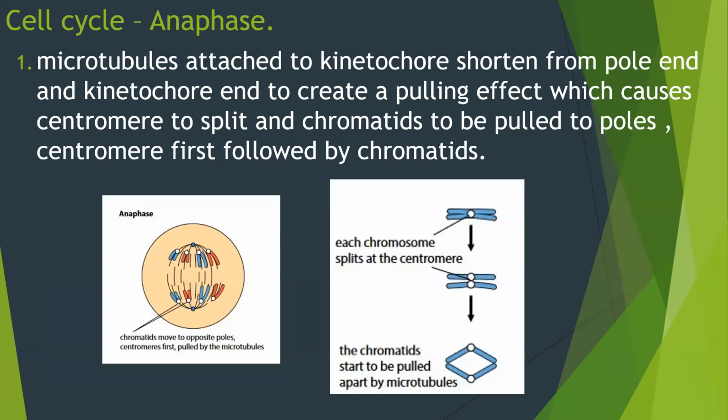Okay, so the anaphase is where the chromatids will split. Microtubules are attached to the kinetochore, and then they will shorten from the kinetochore end and also from the centrosome end, which will create this pulling effect, which will cause the centromere to split, and chromatids will be pulled to the poles. And you need to take note that the way the chromatids split, it will be pulling the centromere first, and then the chromatids will be following it. So the centromere is pulled, and then the chromatids are behind it. So if they ask you to draw how this splits, you have to take note of this.